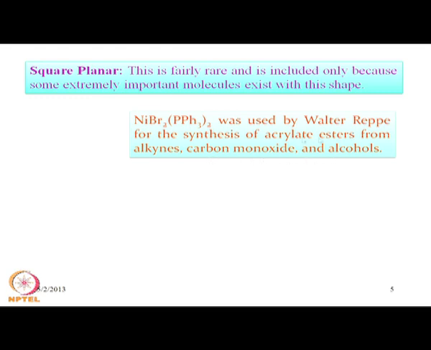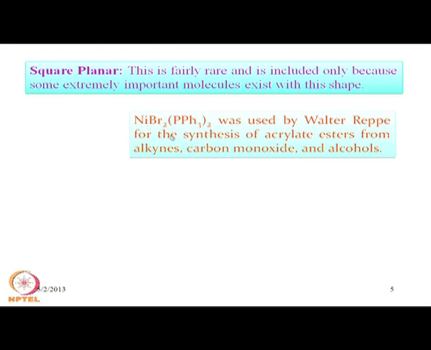This is a typical example of an organic transformation, particularly of acrylate based esters for the formation of polymers afterwards, but the starting materials are very simple: acetylene type molecules, that means alkynes, carbon monoxide and alcohol. And this particular compound, with a coordination number of 4, NiBr2 phosphine 2, is used as a good catalyst, and this nickel is in +2 oxidation state.